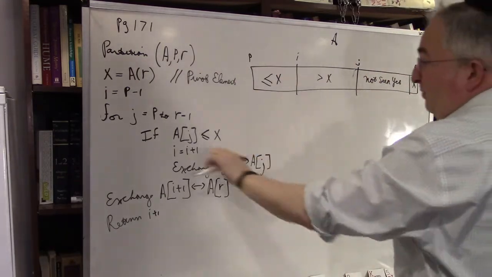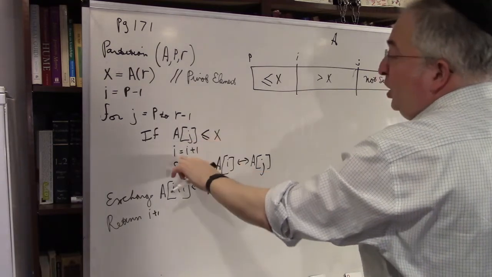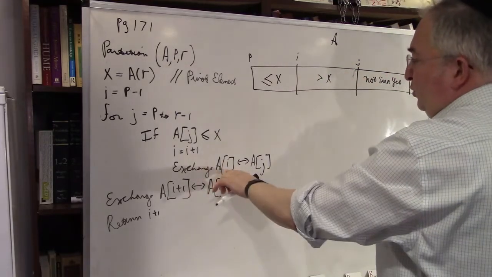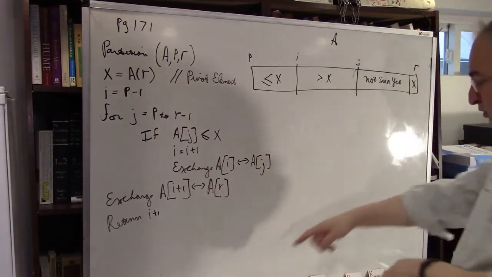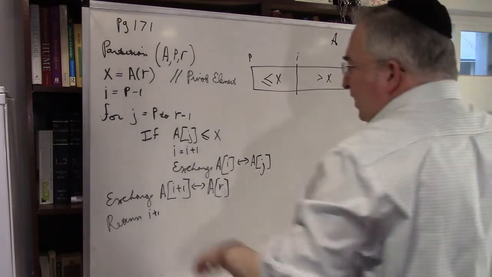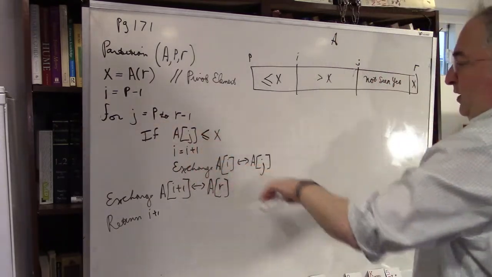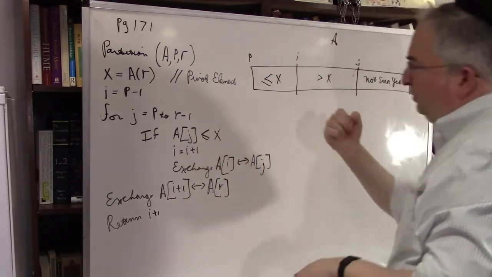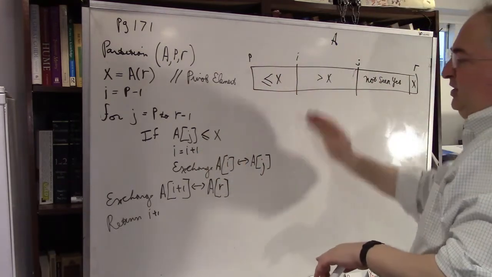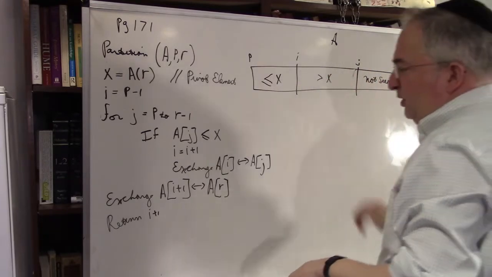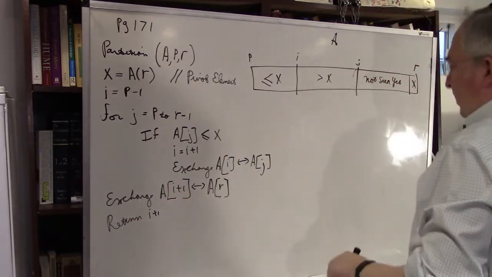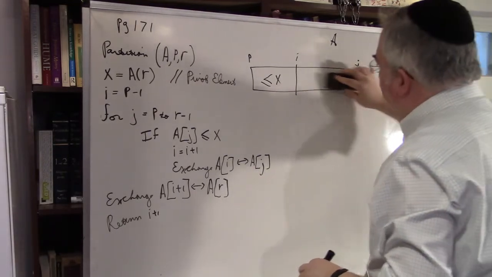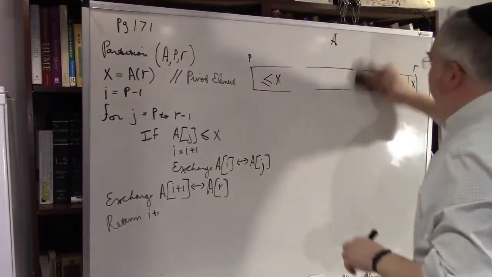So if you found something that's less than X, you have to increase your boundary and put it in this part. Then you exchange A of I for A of J. We'll do it with cards in a minute. Okay? And you keep on going and keep on going. I is at places where it has to move it to this side. So you're going to see as we go along. At the end, it's going to look something like this. You're not going to have anything not seen anymore. And so at the end, you're going to have something like this.